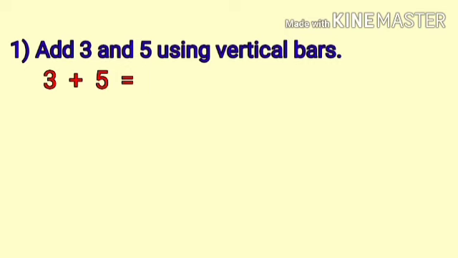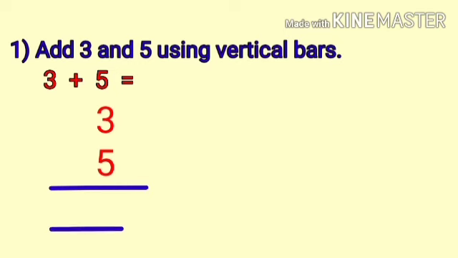That means first we should write 3. Below that we should write 5. Understood, children? First we write 3, next we write 5. Because we are applying addition on these two numbers, we should use the plus symbol. To represent addition, we use the plus symbol.